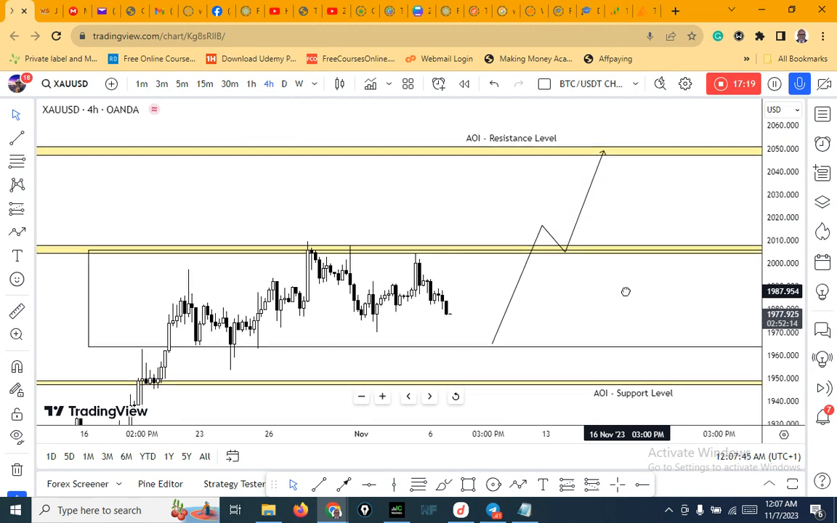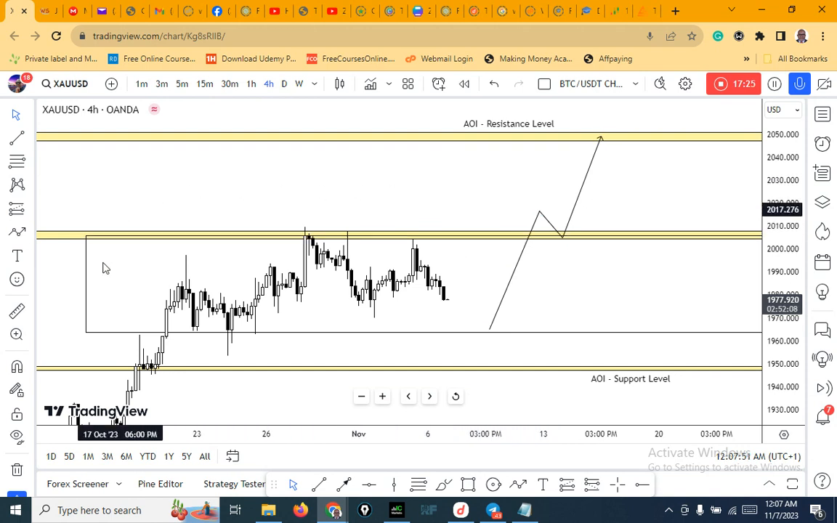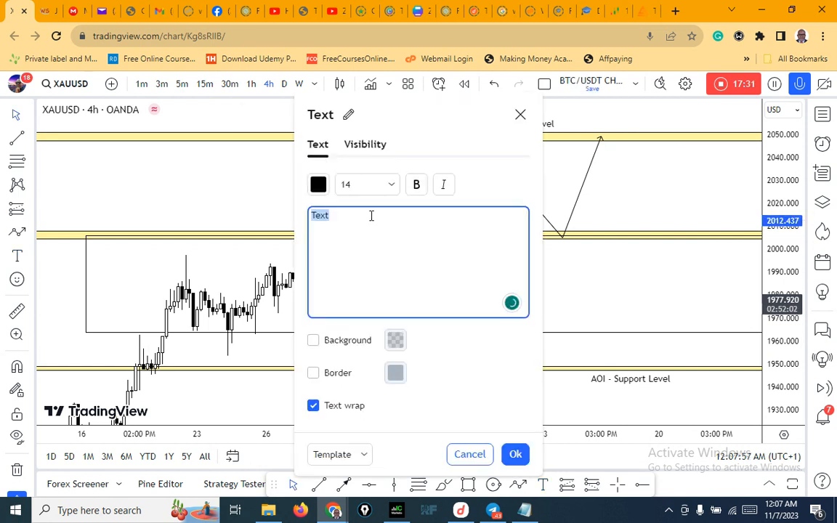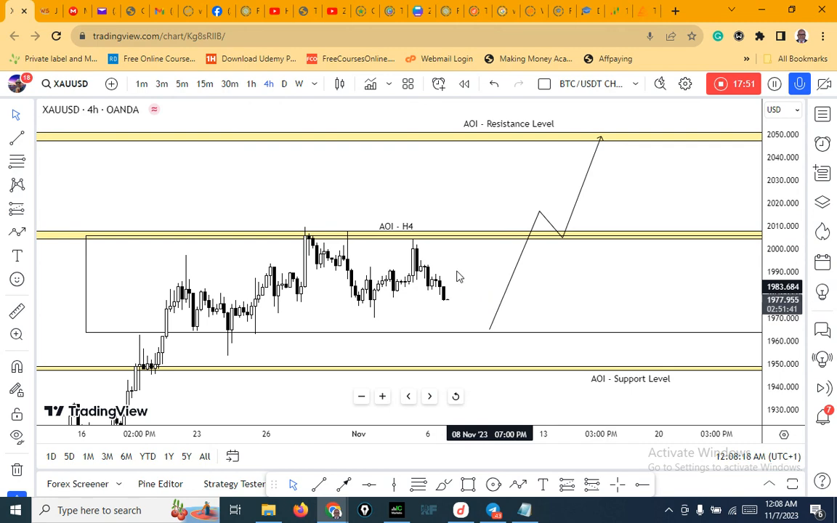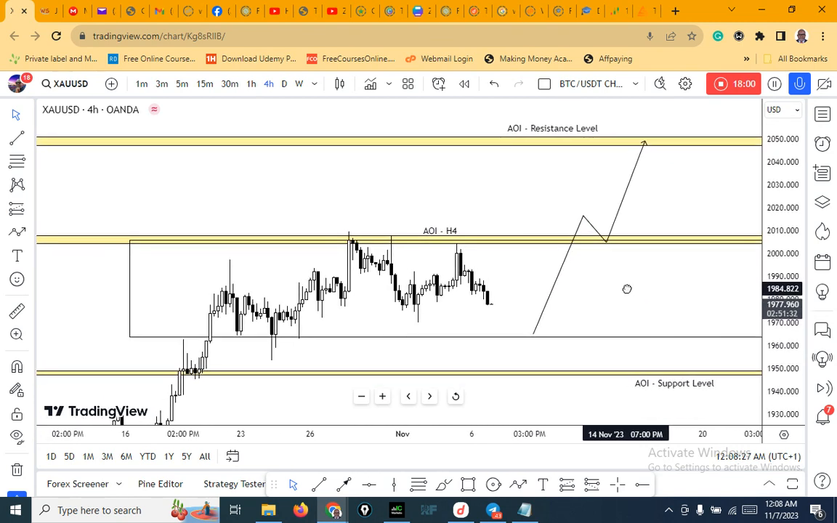I know that anywhere, anytime price approaches these levels, you begin to look for an opportunity. This is also an area of interest, guys. Here is also an area of interest. This area of interest is on the 4 hour, so we mark it appropriately. Even though it's a higher time frame, these levels are stronger. All right, guys, this is what we're going to do in gold.